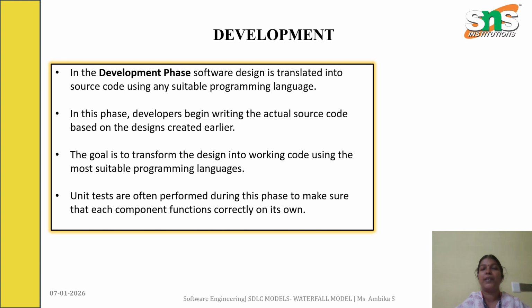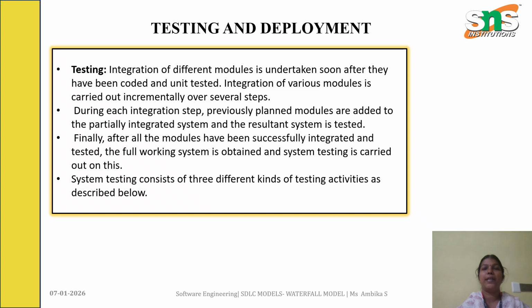Next comes the development. In the development phase, the design will be translated into source code using any programming language. Here, the actual source code will be written by the software developers, and once the module is completed, unit testing will be done on that module to check whether the module works properly or not. Testing and deployment. Here, once the module is unit tested, the next module is executed. Once the second module is executed, the first and second modules will be integrated and testing will be performed on that. After the completion of all the modules, the whole system will be tested using three types of testing.